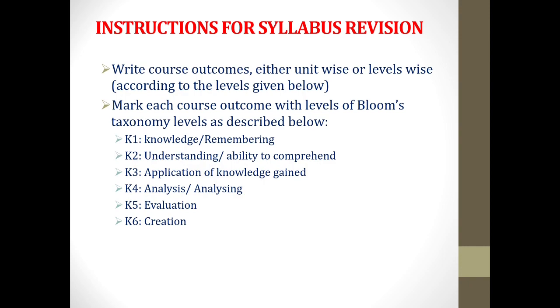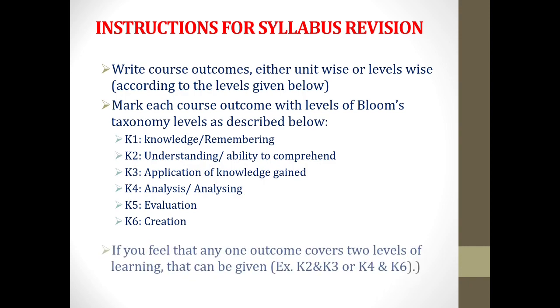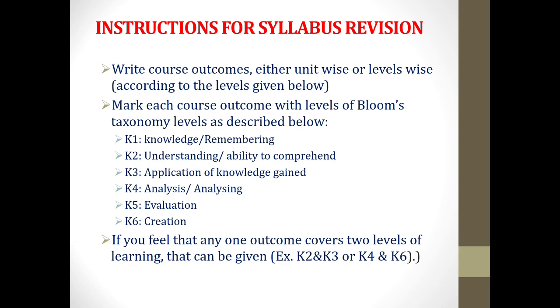If one particular chapter allows the students to create or design a new thing based on the basic level concept required, we can classify them as K5 or K6 level. It is not necessary that one outcome should cover only one level of learning. It may cover 2 to 3 levels of learning. Then we can mark it as, for example, K2 level and K3 level, or K4 level and K6 level.